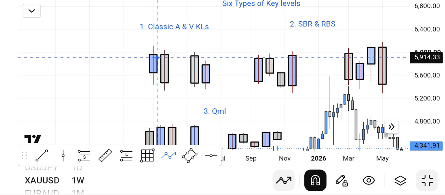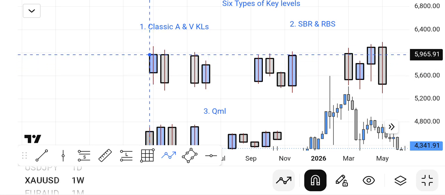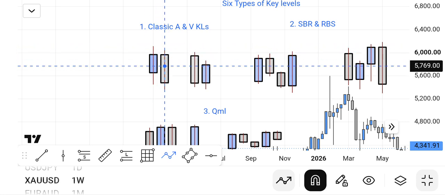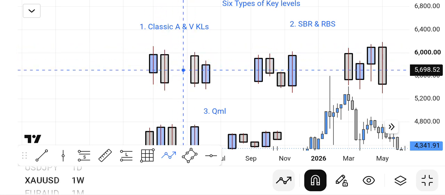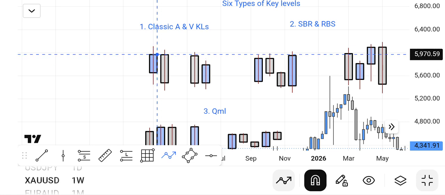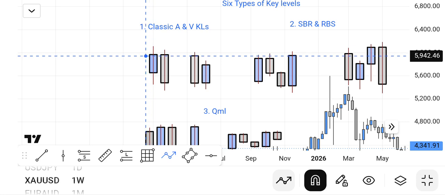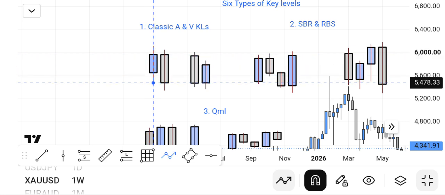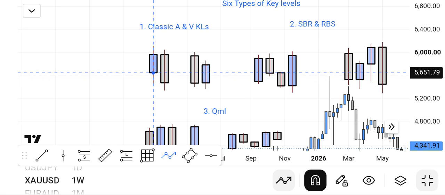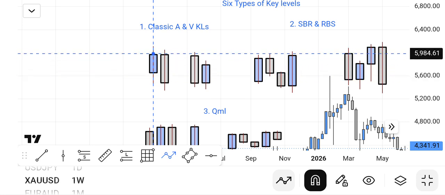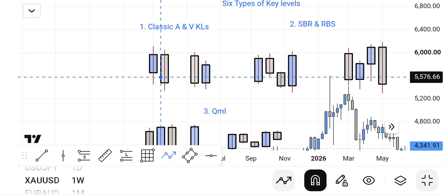So the classic A and B key level, in fact, is one of the strongest key levels out there. This is the A. We call it A shaped key level. We call this the V shaped key level. I'll explain why. You see that these two key levels align with each other. Remember what I said, closing price is important. The bullish candle started here. This is the opening price over here. And then it bought and then closed over here. This is the closing price. Then the second candle opened here and then closed here.